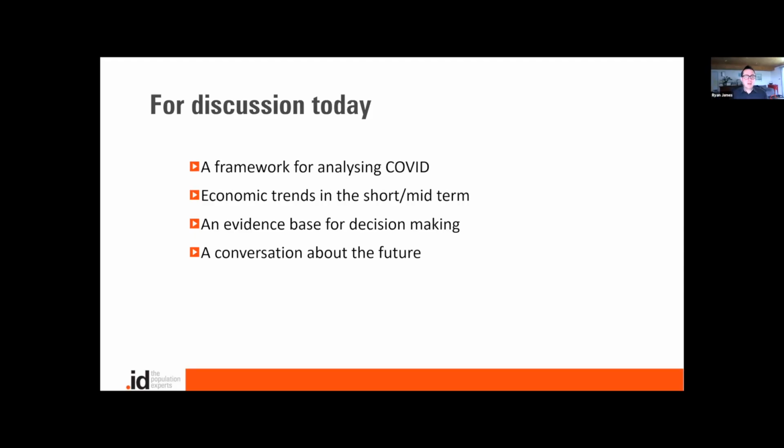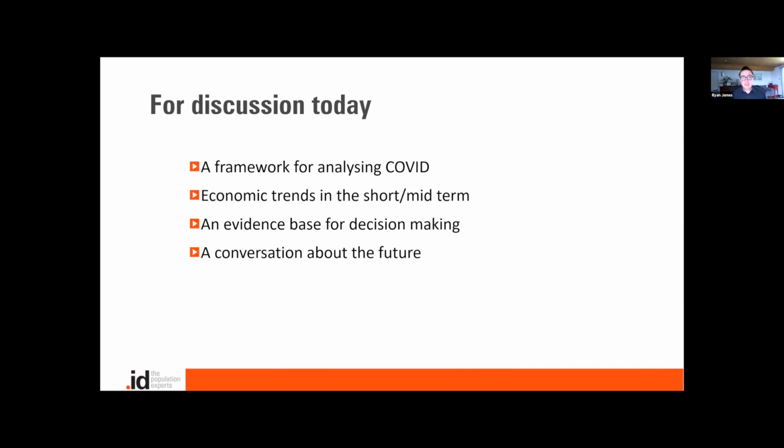So my session today, I'm going to talk about a bit of a framework for dealing with COVID. Obviously, this is the elephant in the room that I can't really deliver a presentation today without looking at, and that's going to form the basis of my narrative here. But a lot of what I'm doing here can be done at any time. So what I'm trying to do is help devise a framework, or really just communicate how we use a framework for analysing an economy or economic conditions.